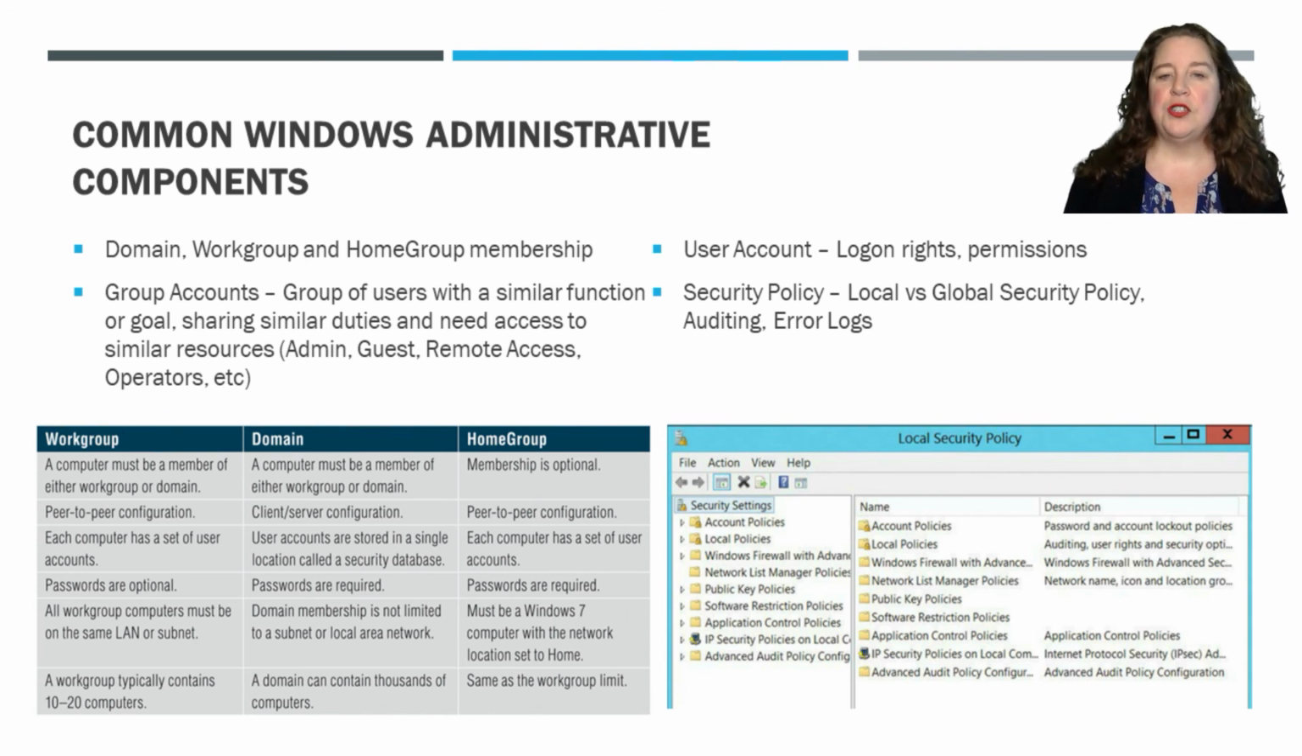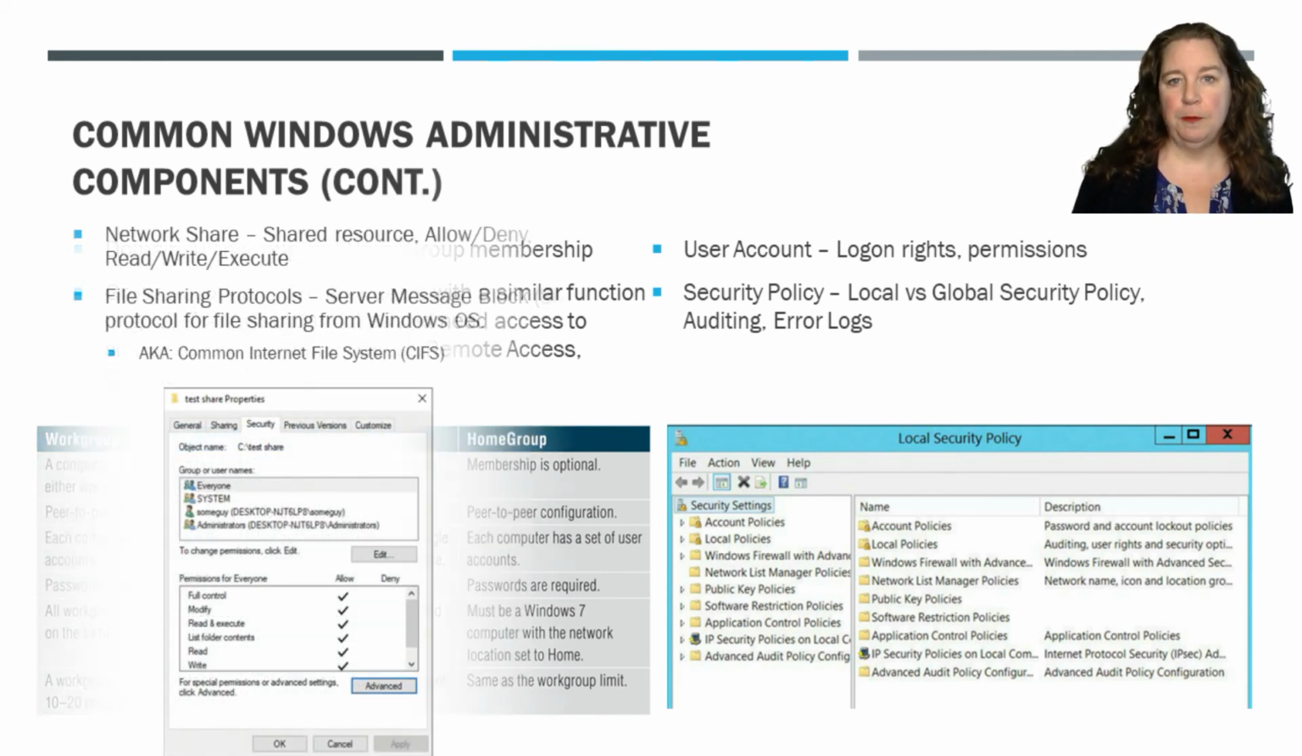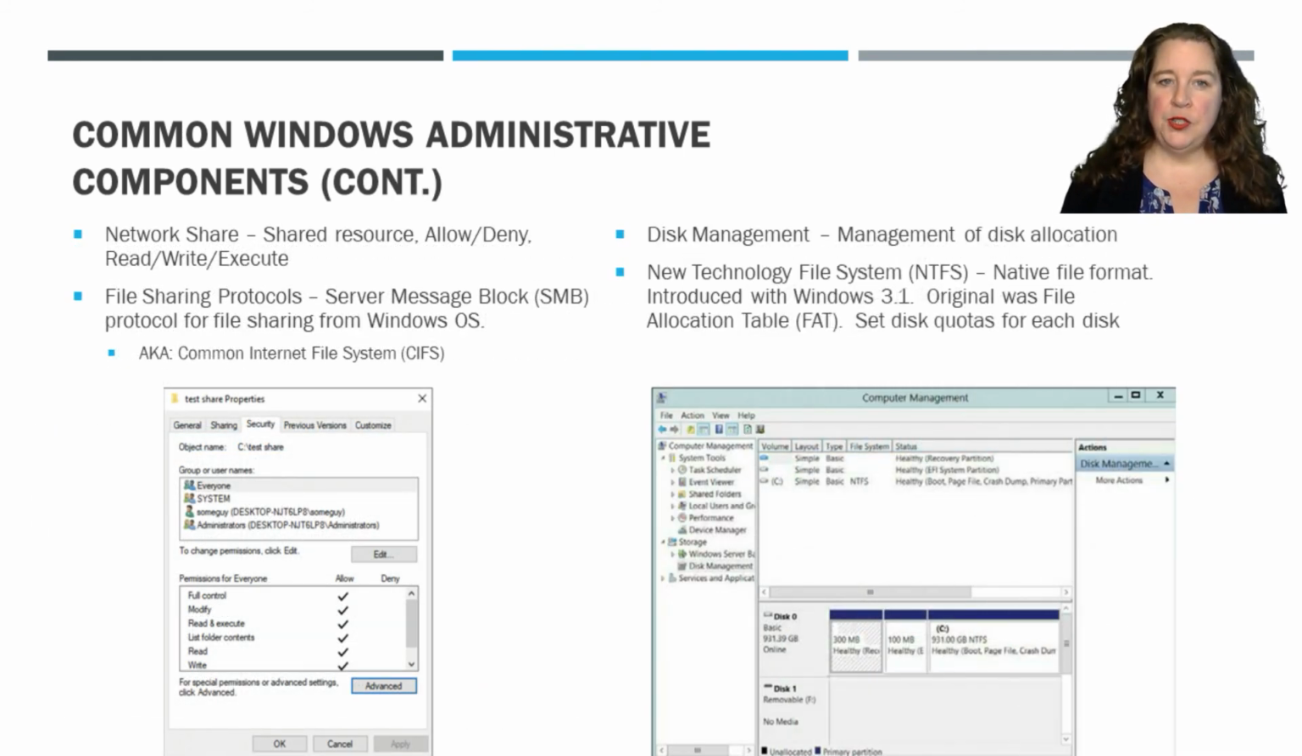When we look at our security policy, we have multiple policies that we can reference. Our local versus our global policies. We can do auditing, we can check error logs. And the example given here shows a couple of the different security settings. I can click on any of those options, account policies, local policies, so on and so forth, and find more information about specific users. This could give me the ability to reset someone's password or limit their access to a resource. A couple more administrative components.